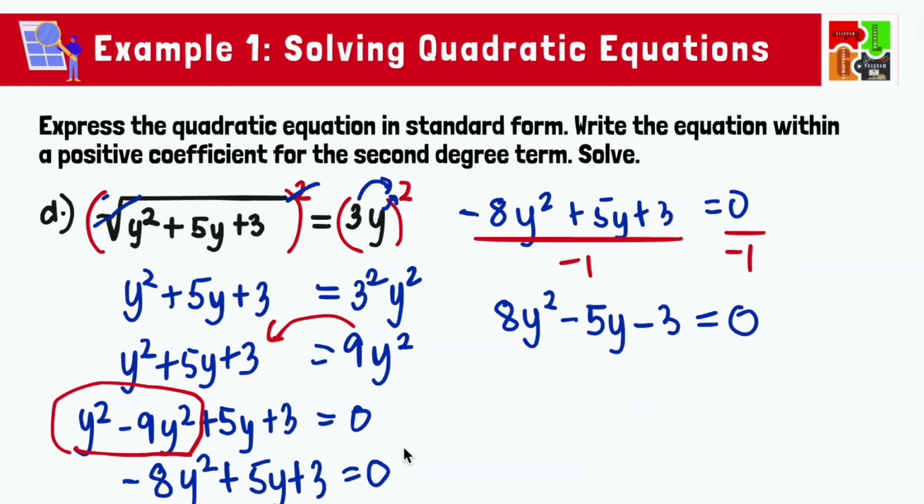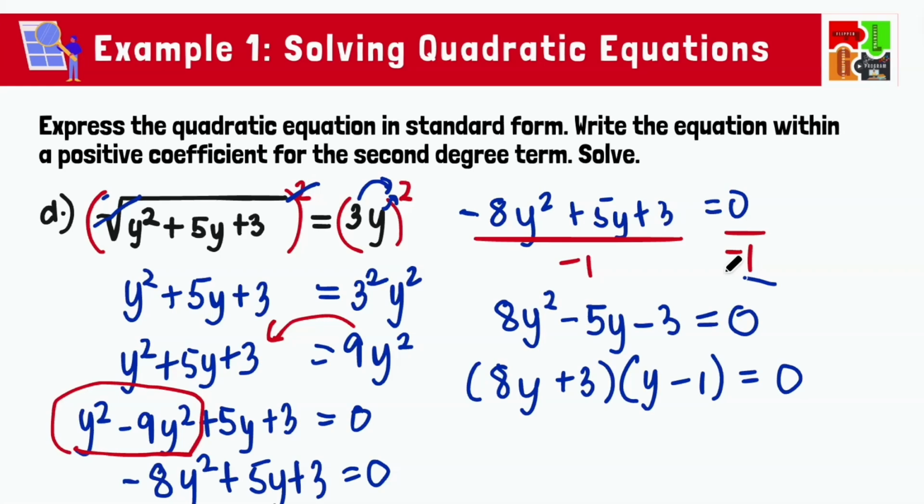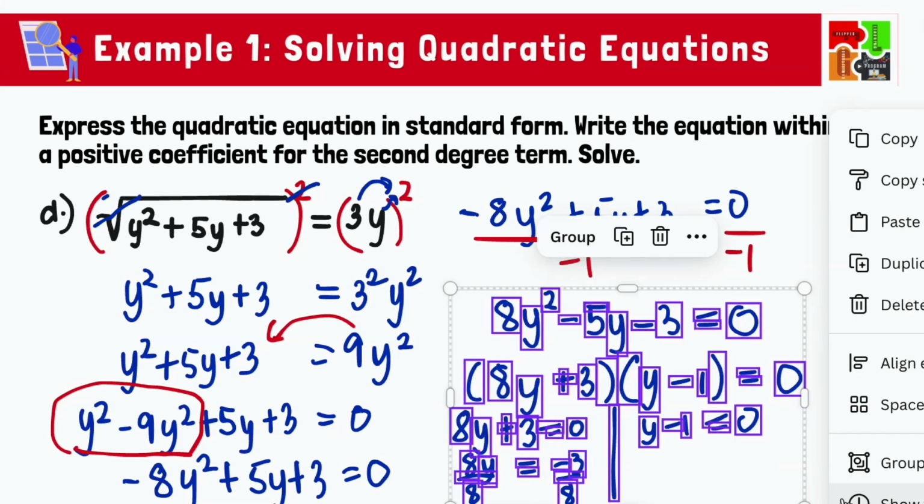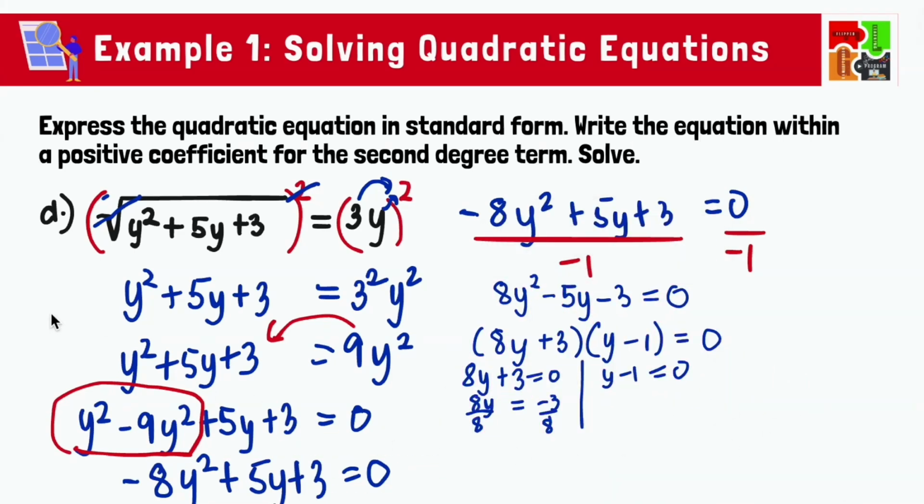Now, take time to factor this out. And when you factor it, lumabas lang dyan is 8y plus 3 times y minus 1 equals 0. This is the factored form of this given. And when we solve for y, we have 8y plus 3 equals 0, y minus 1 equals 0. It will produce 8y equals negative 3. Dividing both sides by 8 gives us y equals negative 3 over 8.